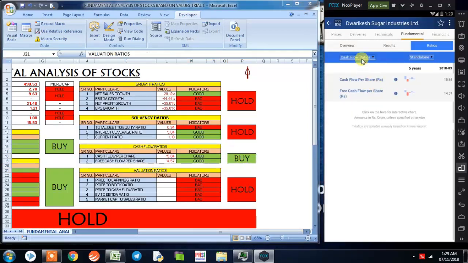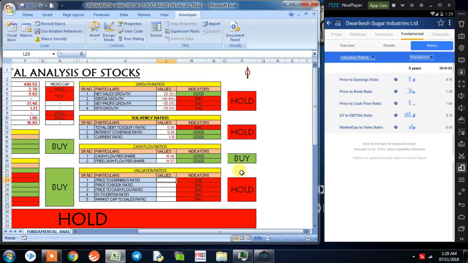Now coming on to valuation ratio, the first is price to earning ratio, which is 4.7, price to book ratio is 1.3, price to cash flow ratio is 1.6, EV to EBITDA ratio is 5.1 and market cap to sales ratio is 0.33. So overall, the valuation ratio has not given us a signal to buy this stock at this point of time.